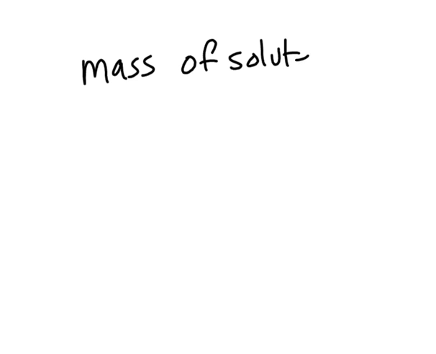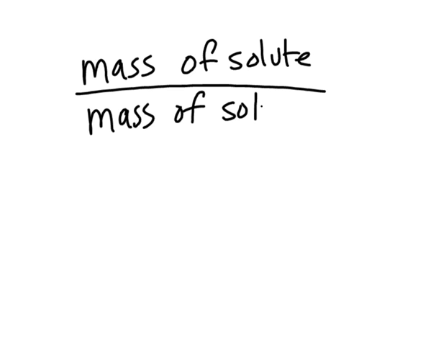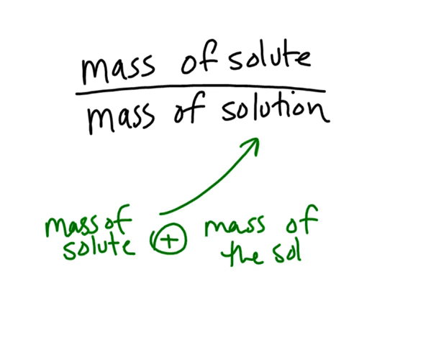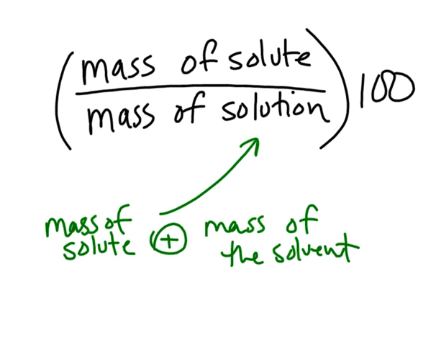Now the equation is pretty easy, right? You get the mass of the solute, whatever that mass may be, and you divide it by the mass of the solution. Now here's the tricky part. The solution consists of the mass of solute plus the mass of the solvent. So we're actually going to have to do a little addition problem before we do the overall calculation. Since it's a percentage, we'll have to take this quotient and then multiply it by 100 to get the mass percent, or parts per hundred.